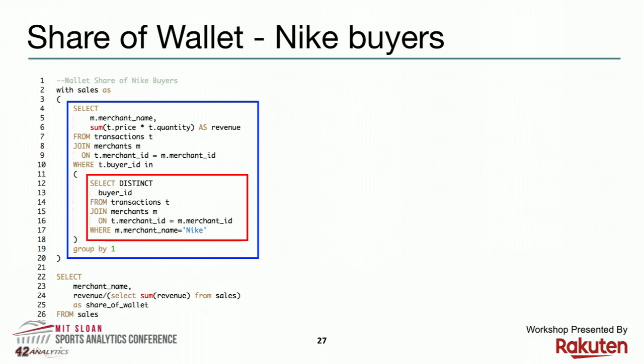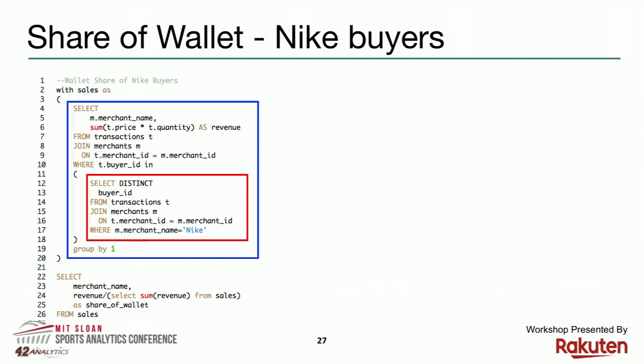So our query now is looking at merchant, looking at revenue from our transactions table, but the buyer ID has to be in that subquery. You can think of the IN operator as letting you give it a big long list of conditions, and it can match any one of those and return you the result. So that's great. Now we have, by merchant name, the revenue for these Nike buyers.